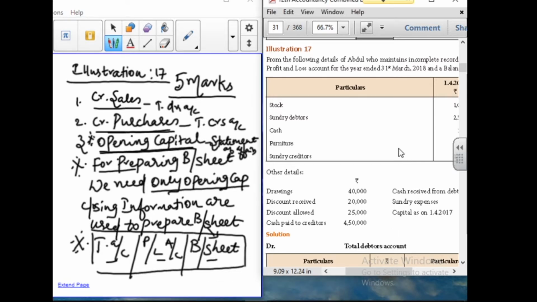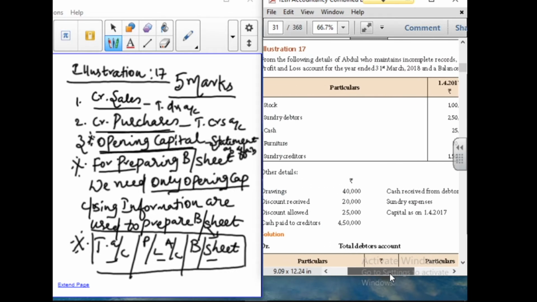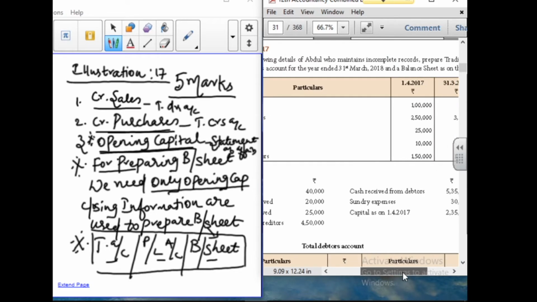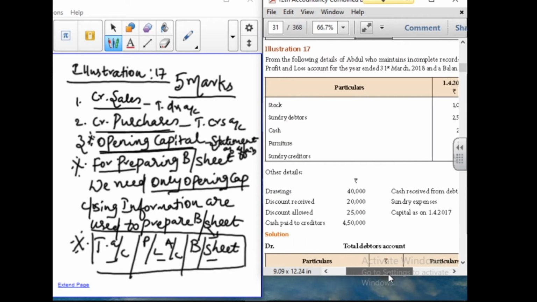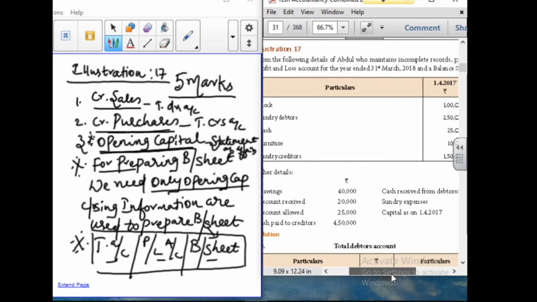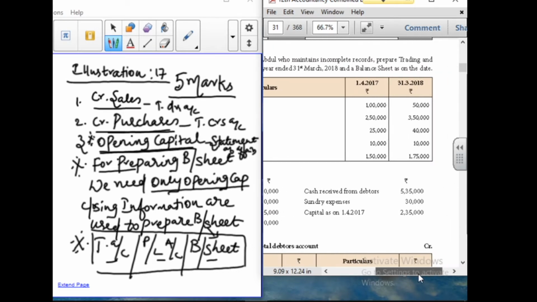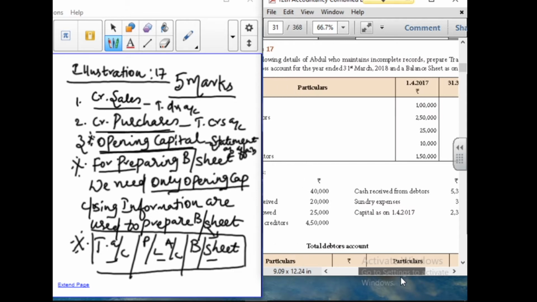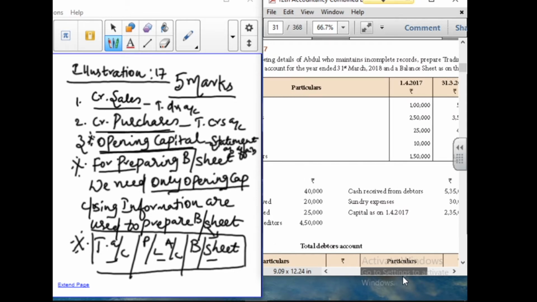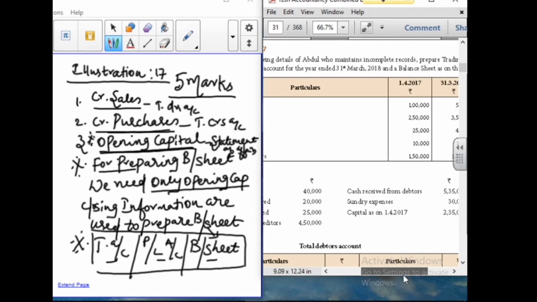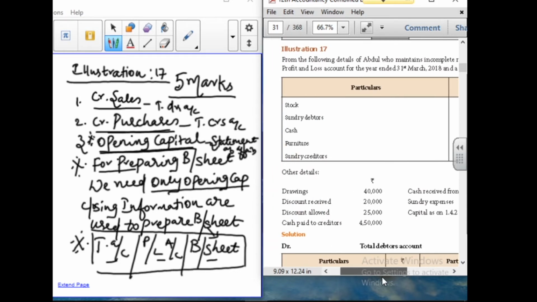I'll explain what information is available in the question. From the following details of Abdul, who maintains incomplete records, prepare a trading, profit and loss account for the year ended 31st March and a balance sheet as on that date. This is the available information. From it, we are going to prepare the trading, profit and loss account and balance sheet. Before going to the problem, first make an analysis. First, we have to see whether credit sales is given. First read the question.